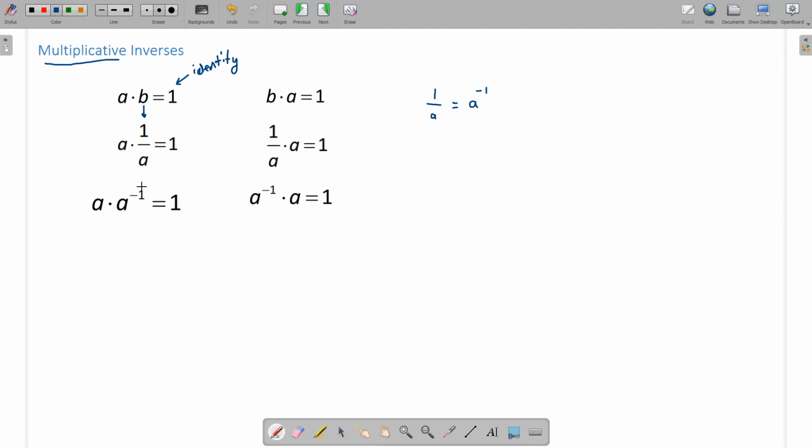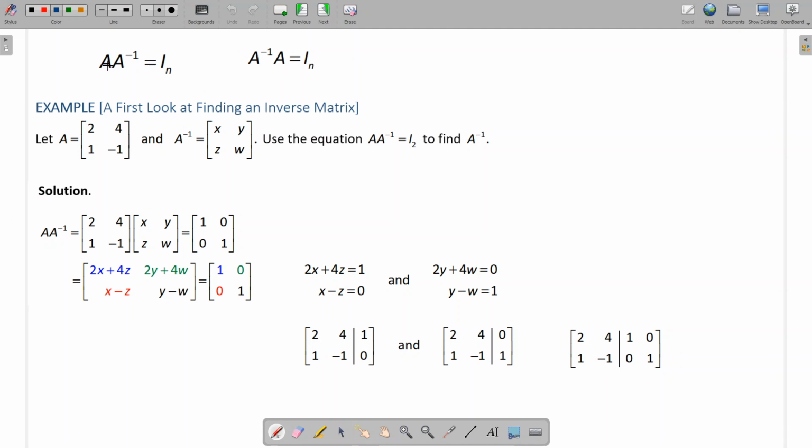Now, we are going to steal this notation for matrices. We want the same concept. We want to find two matrices whose product is the identity matrix. And the matrix that you get here will be defined to be the inverse matrix. And so we use this same negative exponent here just to indicate inverse.